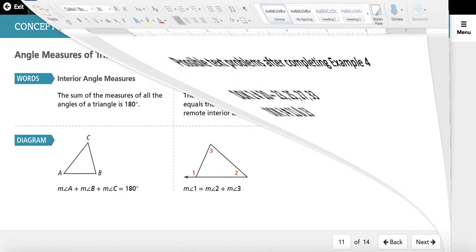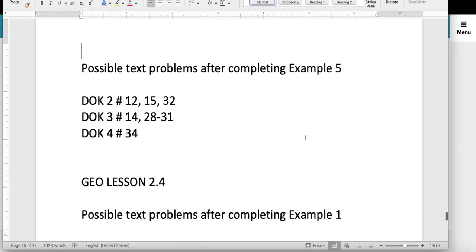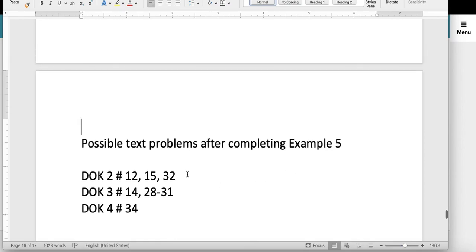And now for homework, you should be able to do these problems: 12, 15, 32, 14, 28 through 31, and 34. Check with your teacher, make sure which ones they assign, hopefully all of them.